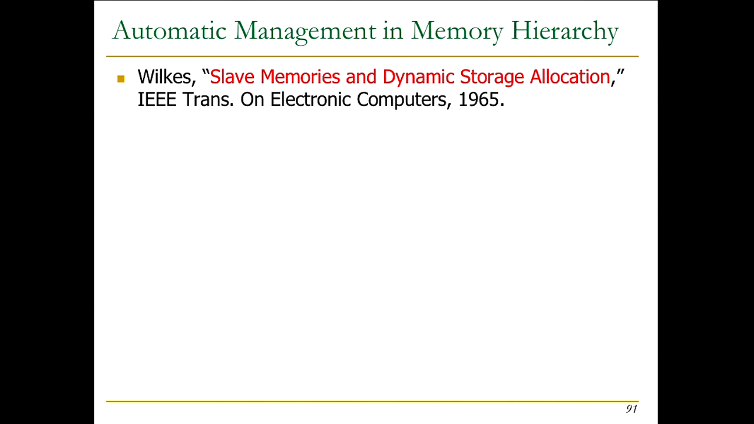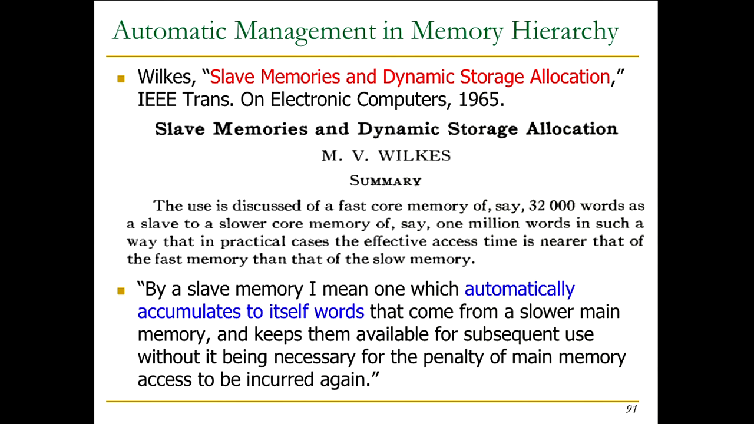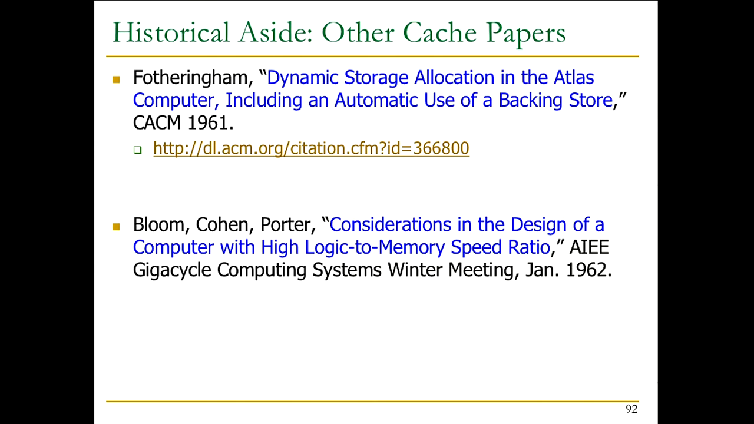Okay, so basically automatic management in memory hierarchy was envisioned by Maurice Wilkes. That's the paper. It's not required, but basically by a slave memory, I mean one which automatically accumulates to itself words that come from a slower main memory and keeps them available for subsequent use without it being necessary for the penalty of main memory access to be incurred again. But there are other papers. There's actually older papers on caching. And the oldest one that I know of that talks about this notion is by this Fotheringham from 1961.